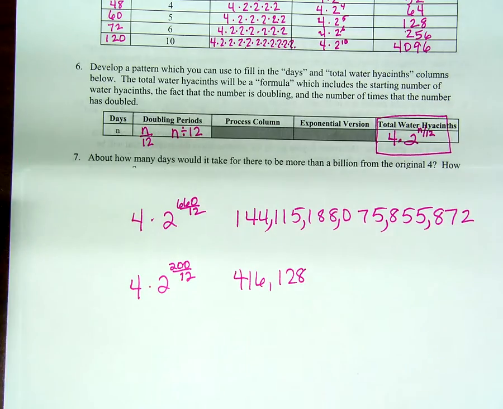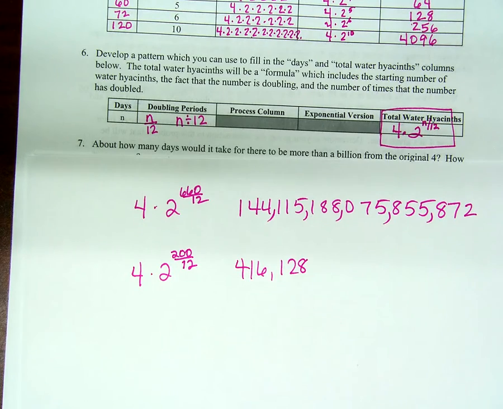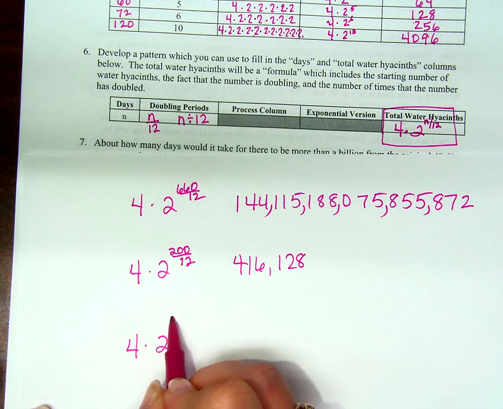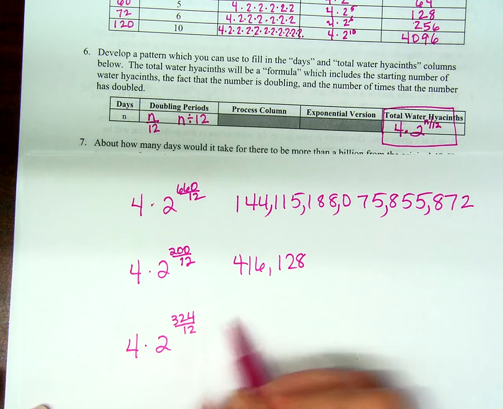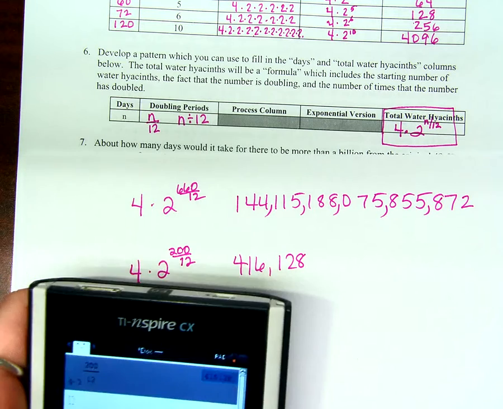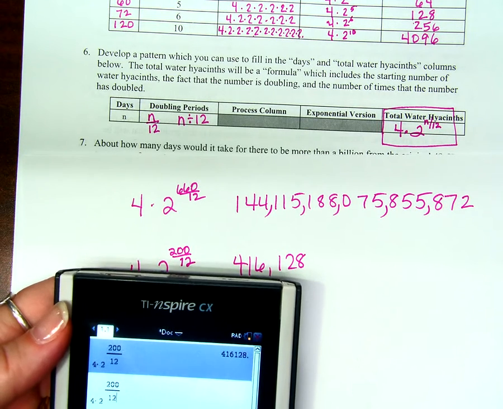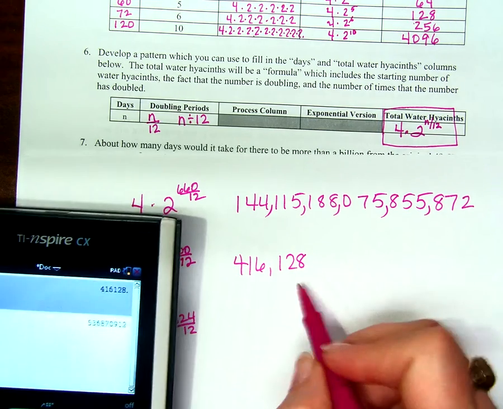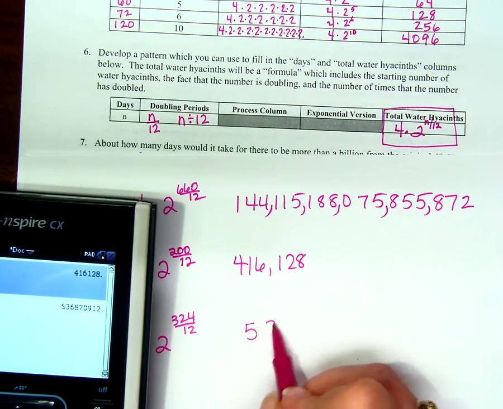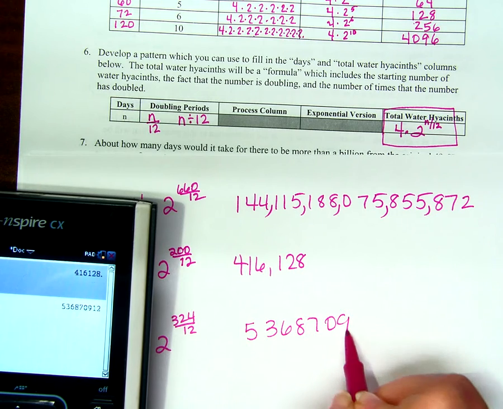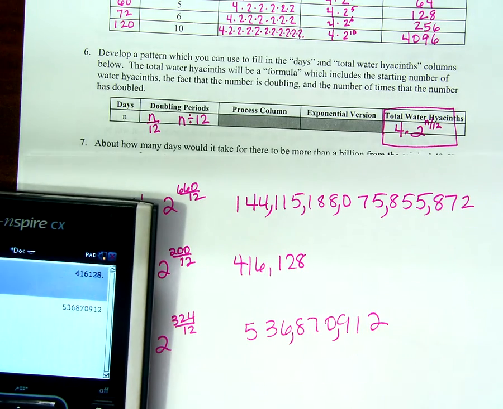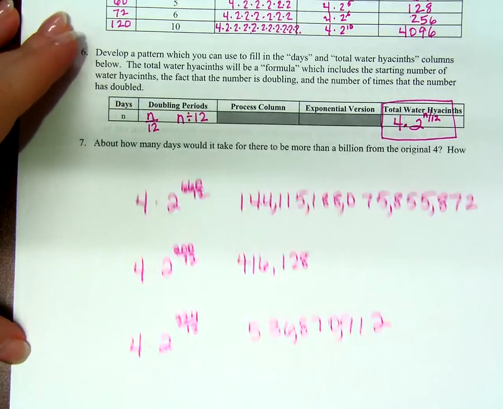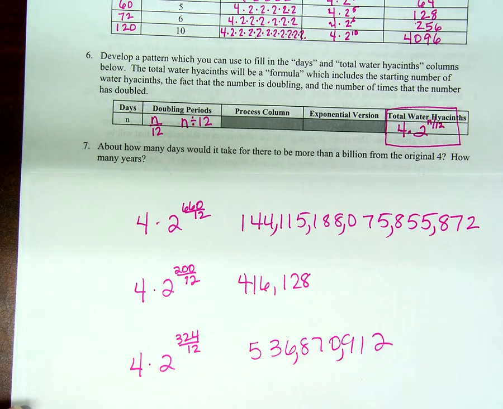So it needs to be bigger than 200 and less than 660? 324. 4 times 2 to the 324 over 12. That's going to be 5, 3, 6, 8, 7, 0, 9, 1, 2. So that's halfway there, right? 325?